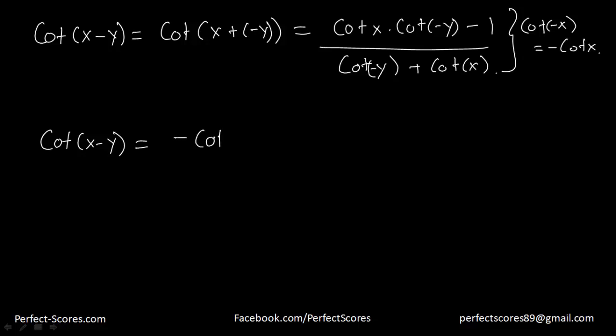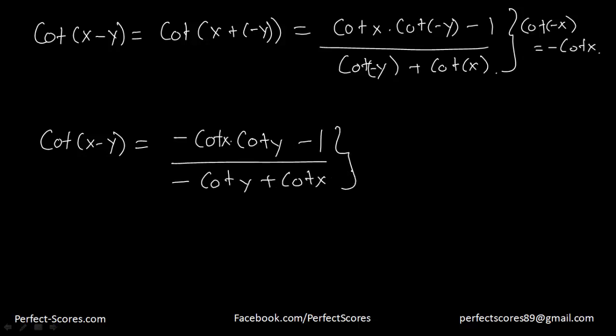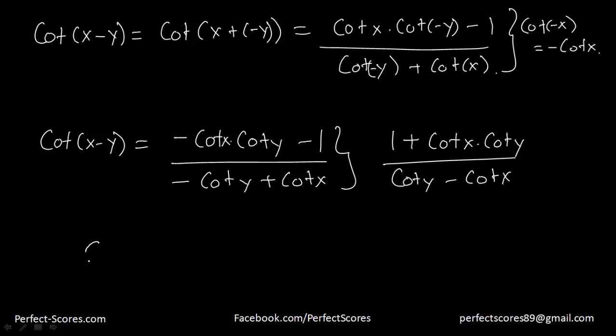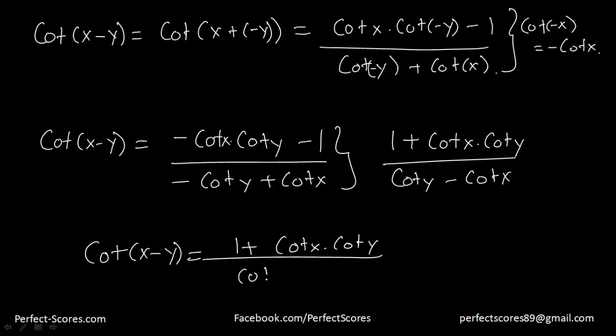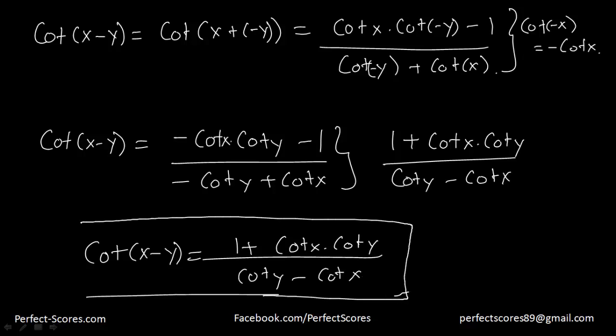This is going to become negative of cotangent x into cotangent y minus 1 over minus cotangent y plus cotangent x. Now if I multiply by negative 1 on both sides, I'll get 1 plus cotangent x into cotangent y divided by cotangent y minus cotangent x. So we have this expression here that cotangent of x minus y is equal to 1 plus cotangent x into cotangent y divided by cotangent y minus cotangent x. Well, I've said cotangent a lot of times now. So that's again a very, very important expression. I suppose you've understood this one here.